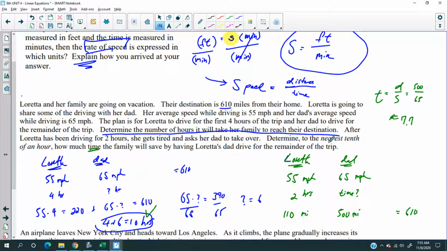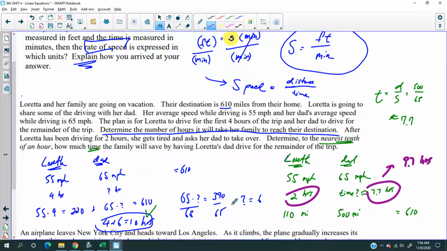Right, what did it say, nearest 10, okay. I was wondering if it's okay for us to round that. So this is approximately 7.7 hours. Now, what's the question? Okay, so 2 hours, 7.7 hours, that's a total of 9.7 hours.